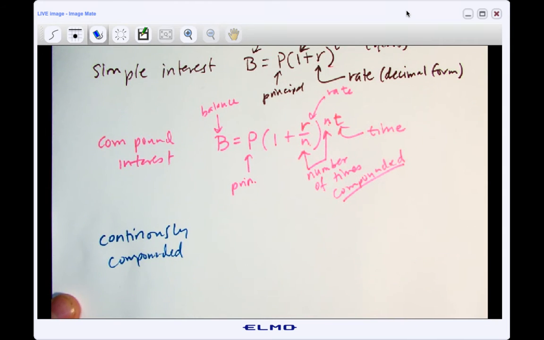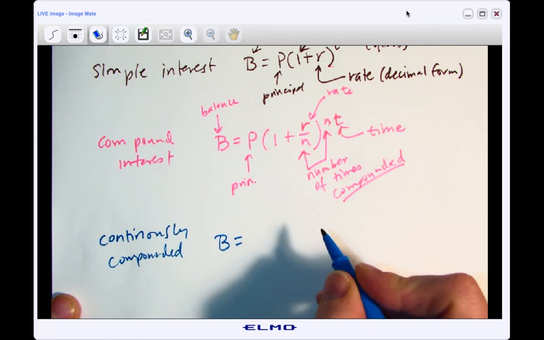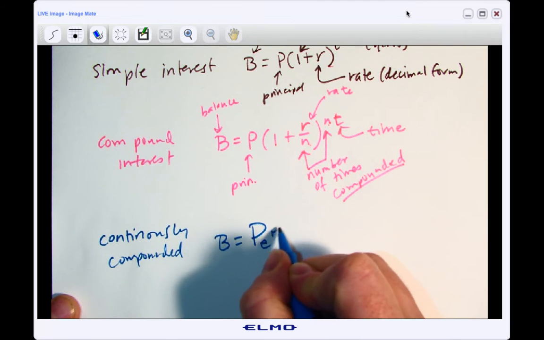So I'll put up a video on e and a little bit more about that, and base e and the natural log and all that stuff. That will be on a separate one. But just for compounded interest, because otherwise these videos get way too long. So the balance is equal to P e to the rt.